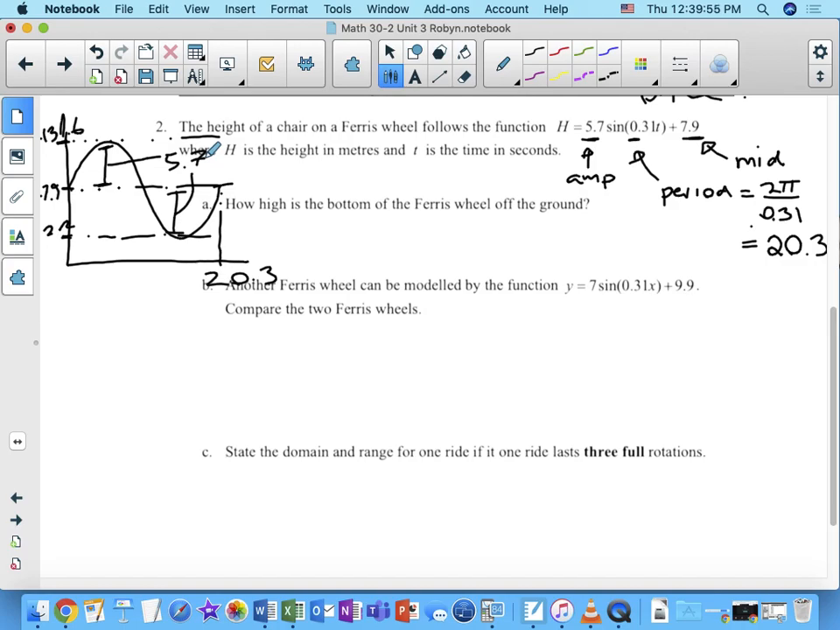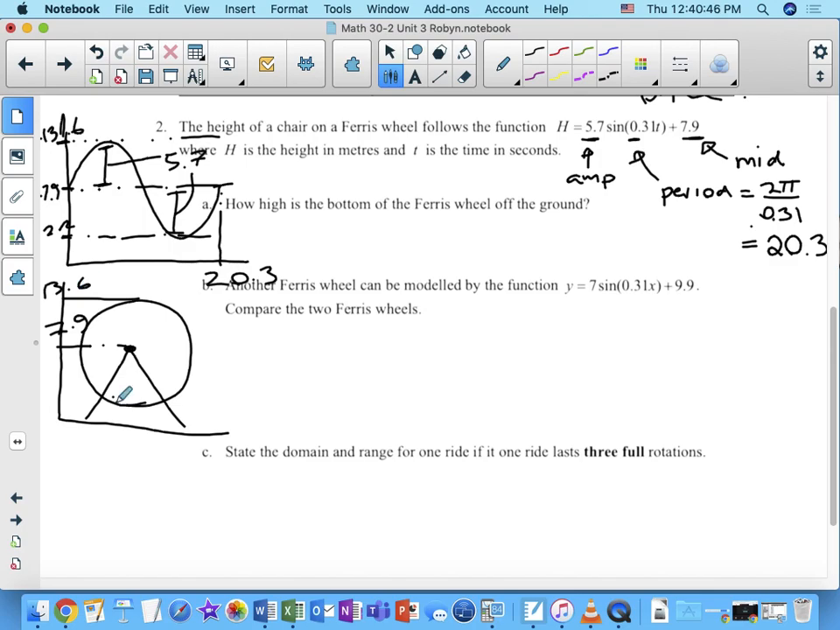Here's my Ferris wheel. Okay. Where's the number 7.9 going to show up in the picture of my Ferris wheel? Here's the graph of the function. What's the 7.9 going to correspond to on the Ferris wheel? The center, yes. Because remember, the wheel moves around the 7.9. So here is the 7.9. I need to move it a little bit to the left. Okay, and then the max, right, is the 13.6. The min is the 2.2.